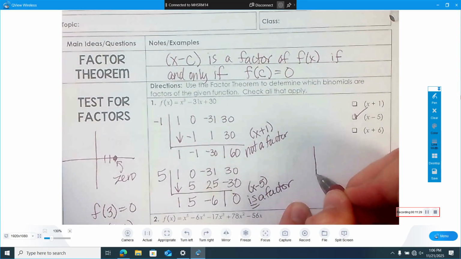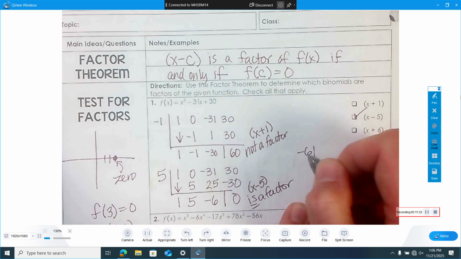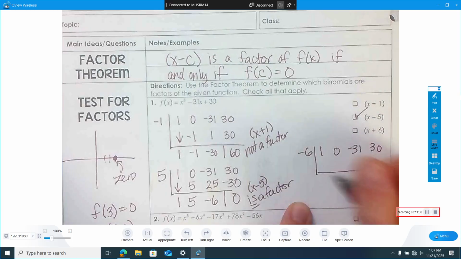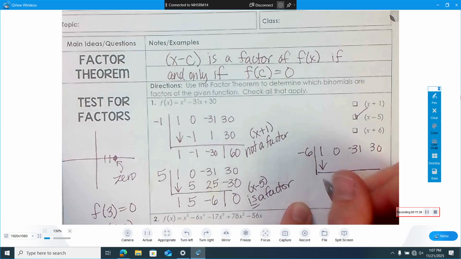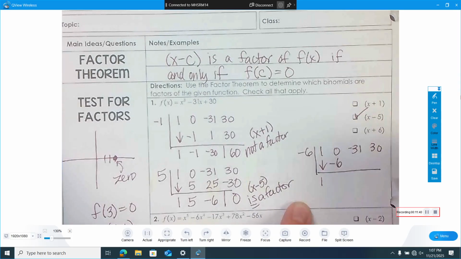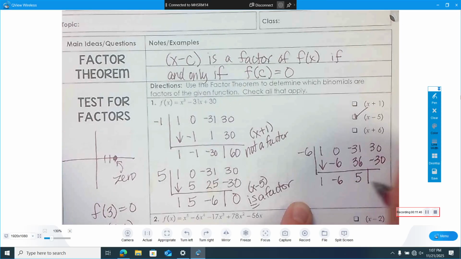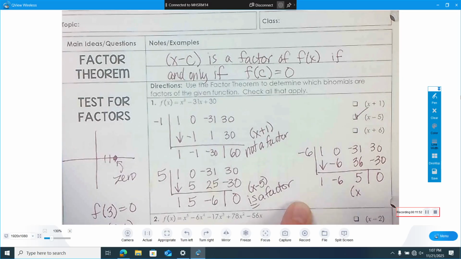What should we use for the last one? -6, 1, 0, -31, 30. Bring down the 1, multiply, combine, multiply, combine, multiply. Hey! What do we get? A 0. Remainder 0 happens to be a 0. That's why we call them zeros. So x plus 6 is a factor as well.